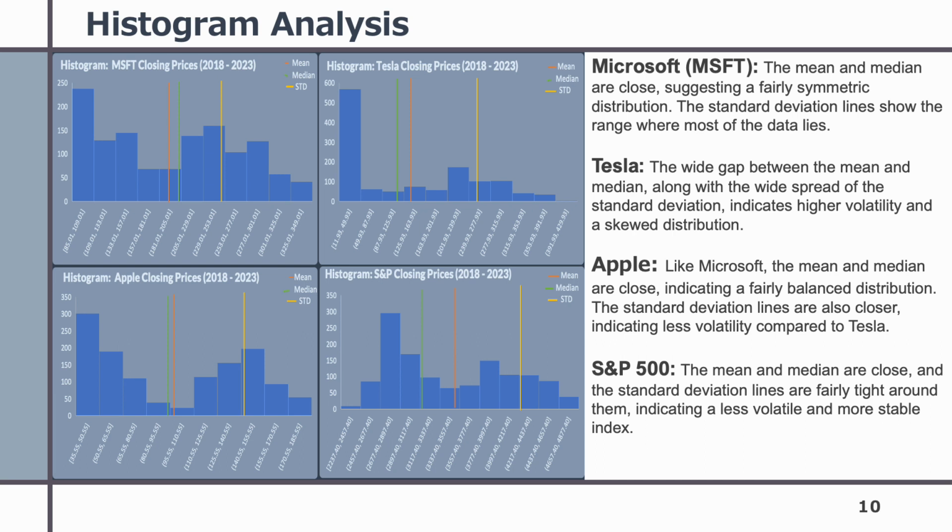For Tesla, the wide gap between the mean and the median, along with the wide spread of the STD, indicates higher volatility and a skewed distribution. For Apple, like Microsoft, the mean and the median are close, indicating a fairly balanced distribution. The STD lines are also closer, indicating less volatility compared to Tesla. For the S&P 500, the mean and the median are close, and the STD lines are fairly tight around them, indicating a less volatile and more stable index.